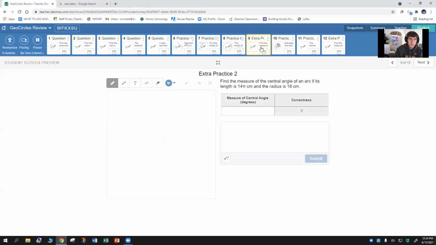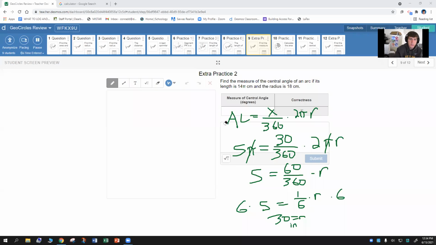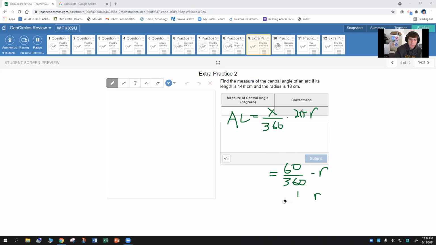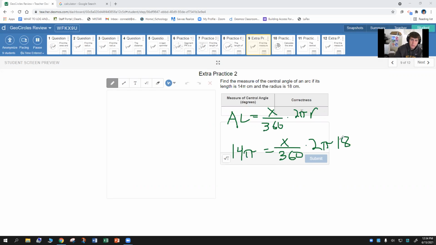Right, the next one here. We're going to use arc length again, and this time we're going to solve for the measure of the central angle. The length of the arc is 14 pi. We're looking for x, the measure of the central angle, times 2 times pi, and the radius is 18. We can divide both sides by pi right away to get rid of it. So I have x over 360, and then times 2 times 18 is 36.